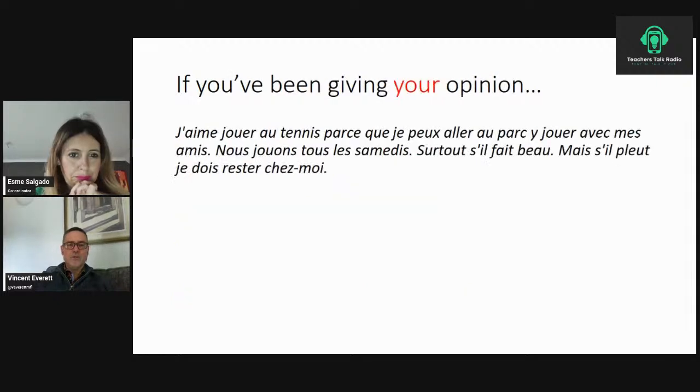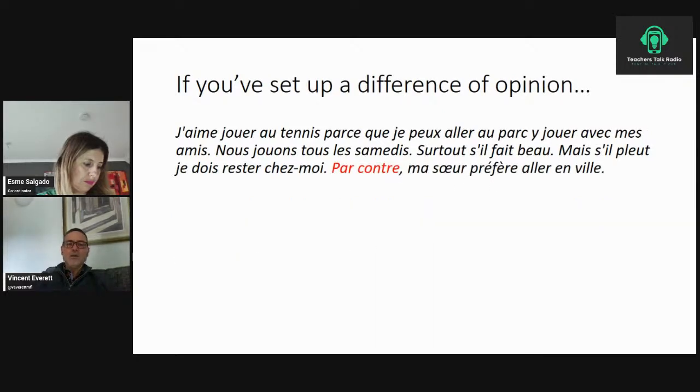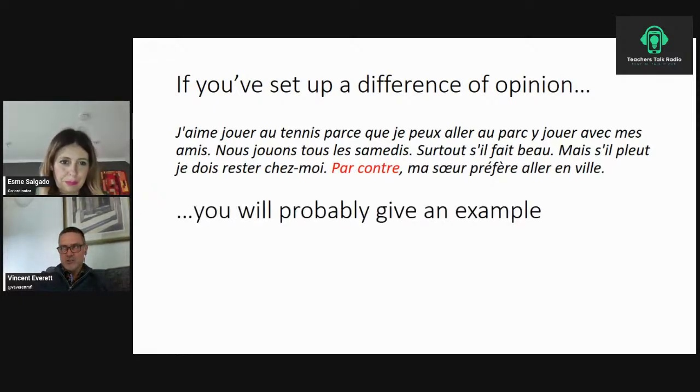Make it a rule. That's what happens. If you've been giving your opinion, I like to play tennis because I go to the park and play with my friends. We play every Saturday, especially if it's nice, but if it rains, I have to stay at home. Maybe give someone else's opinion. On the other hand, my sister prefers to go into town. Now what you've done is you've set up a difference of opinion. So if you've set up a difference of opinion, you're going to have some kind of conflict.